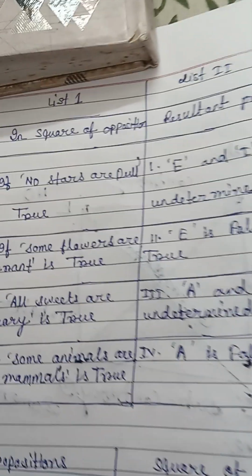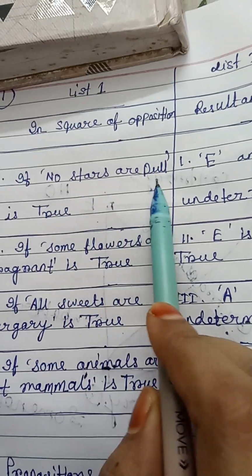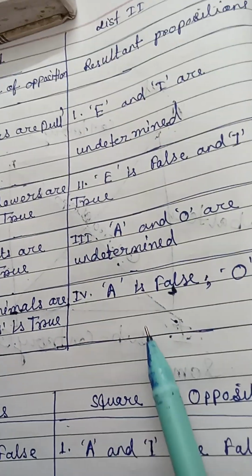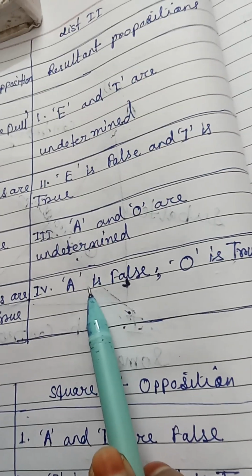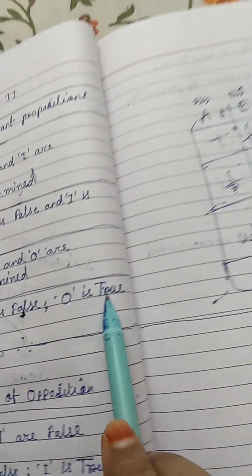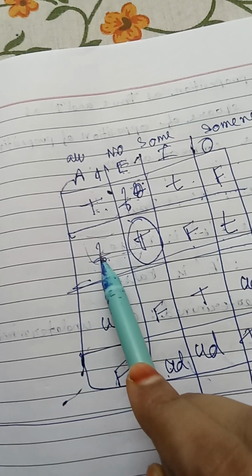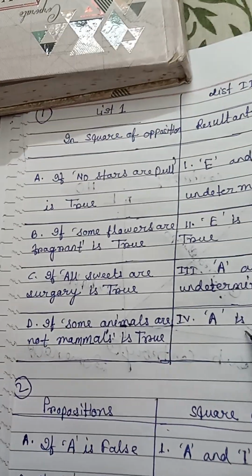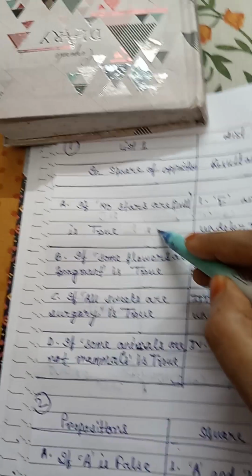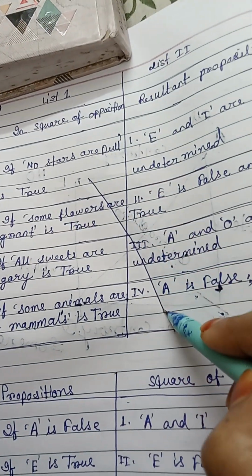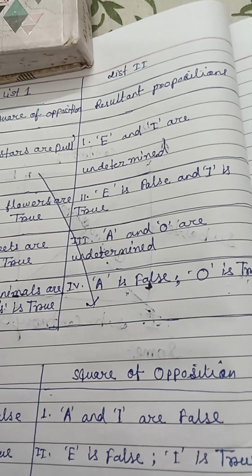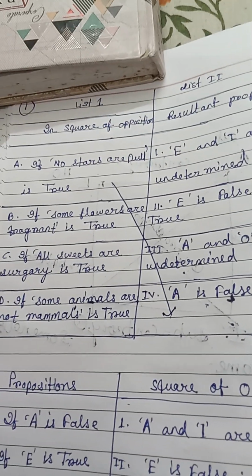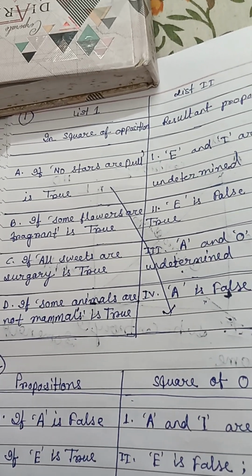Now match. If "no stars are dull" is true, then A is false and O is true. So now matching: from A it will be option 4. Match. Immediately you can do it. Otherwise, in this type of question, how will you be able to answer?